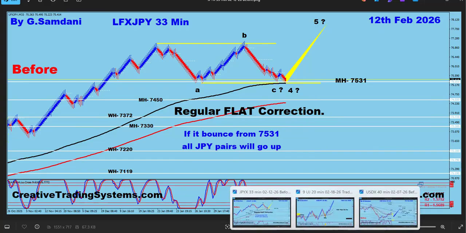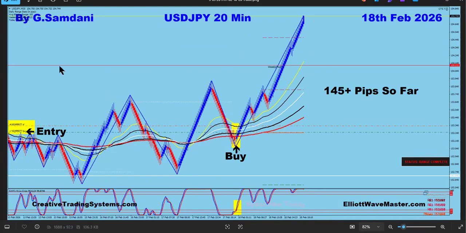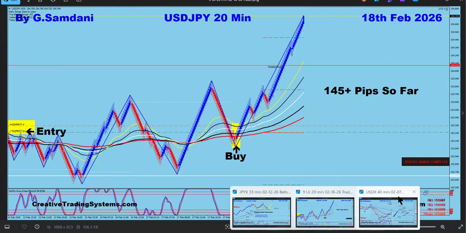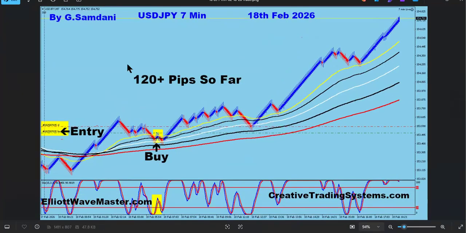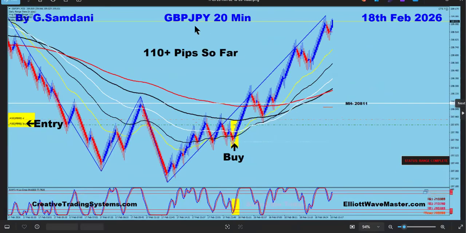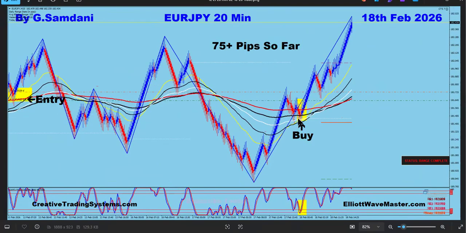And let's see what happened and how many trades I got. This is the USD yen today going to the upside, 145 pips. Just start counting, okay, 145. And then the second trade today, yen trade, is the USD yen from the 7-minute chart entry as well, right? So that's 145, and this is 120. Then GBP yen, right? I said all yen pairs are gonna go up. So look, this one today, beautiful entry here, 110 pips, and euro yen, right? And right here is the entry, and 75 pips.